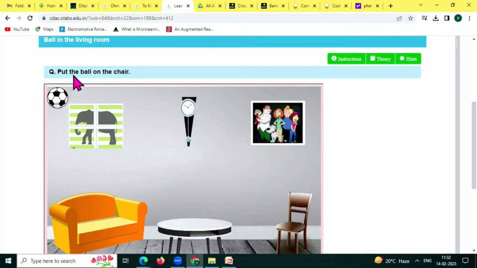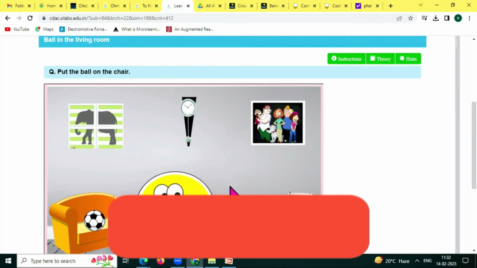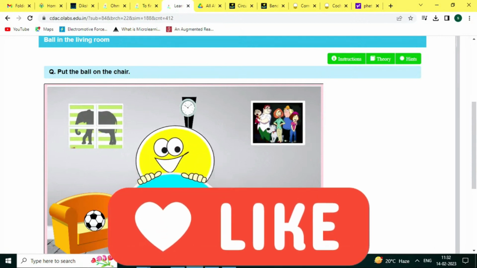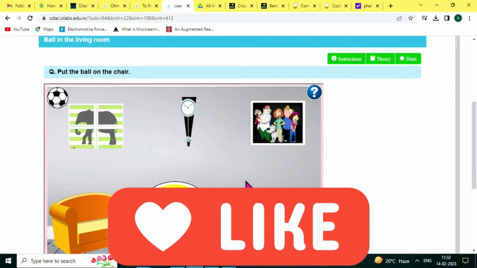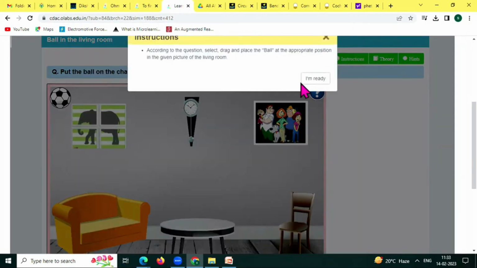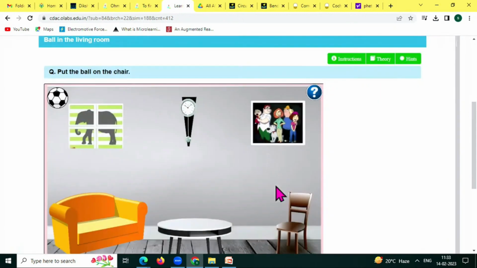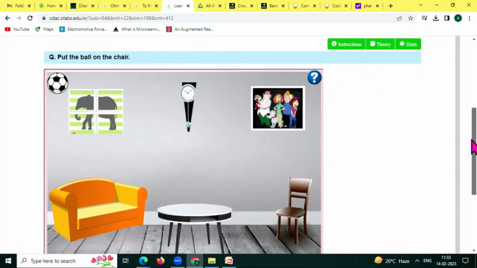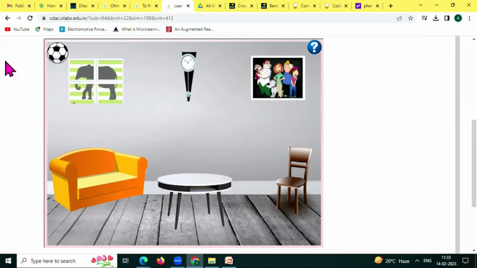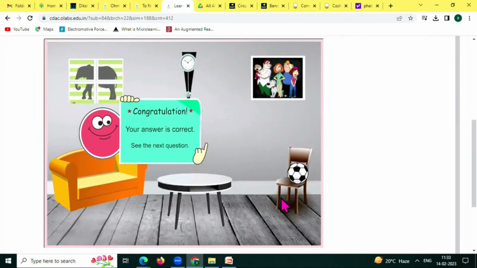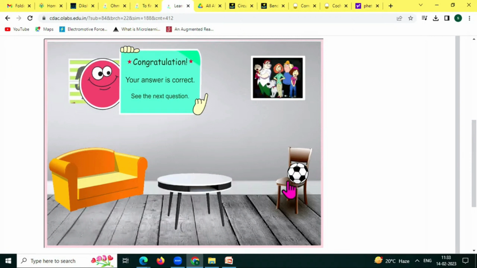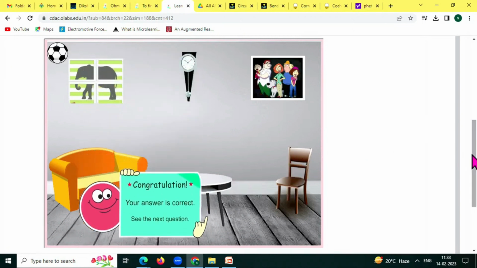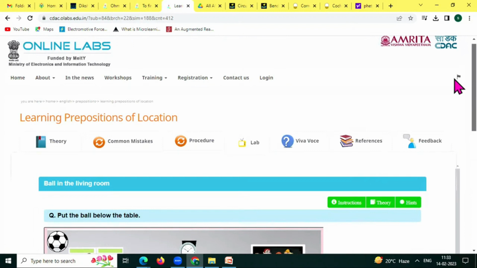Now the next is put the ball on the chair. I have put it on the chair, so it is correct. One feedback will be there, and then the next question. This way we can continue learning, and all the questions can be done here. If the ball is kept on the chair or below the chair, your answer is correct. Now see the next question. The instructions are given.